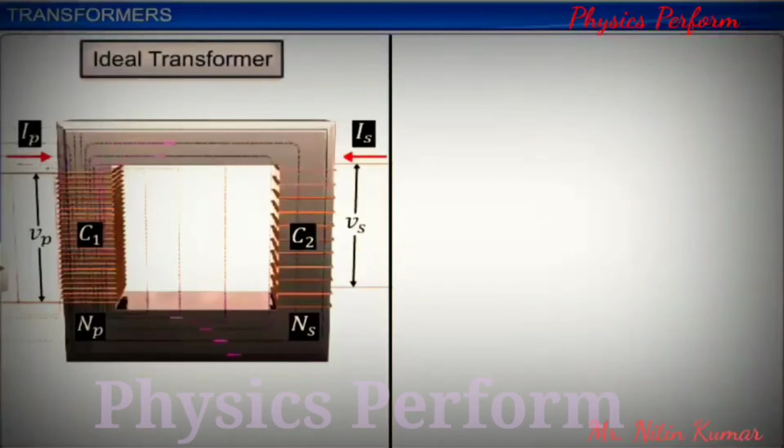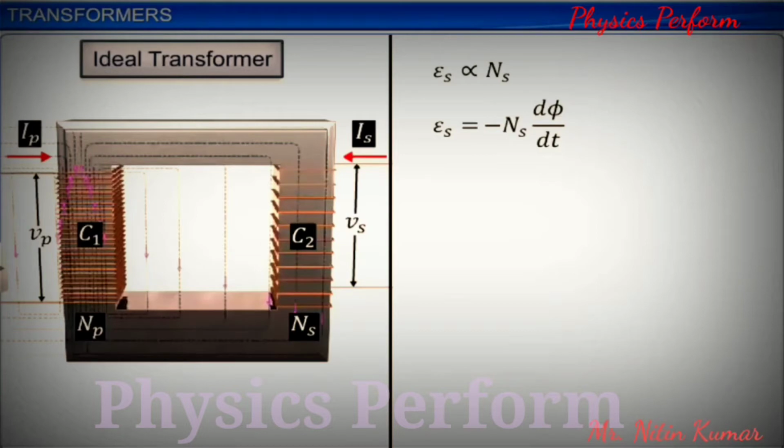Then, due to mutual induction, the induced EMF or voltage in the secondary coil Es is directly proportional to the number of turns Ns in it. According to the principle of mutual induction, the EMF Es is equal to minus Ns into d phi by dt, where d phi by dt is the rate of change of the magnetic flux linked with the secondary coil. The minus sign is in accordance with Lenz's law.